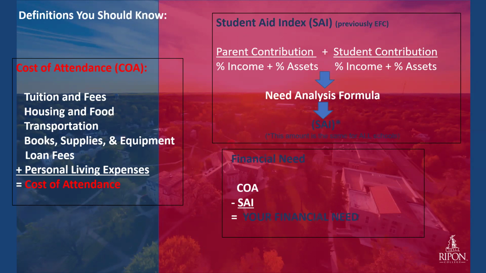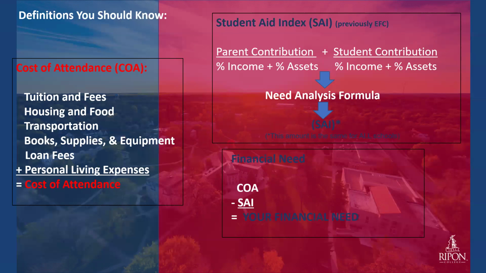COA, or cost of attendance, is based on direct fees as well as indirect fees. Direct fees include tuition and fees, housing, and food. Indirect fees are things such as transportation costs, books, supplies, and equipment, loan fees, and personal living expenses. These are all things that should be able to be found on the institution's website. The cost of all of these added together is equal to the cost of attendance.